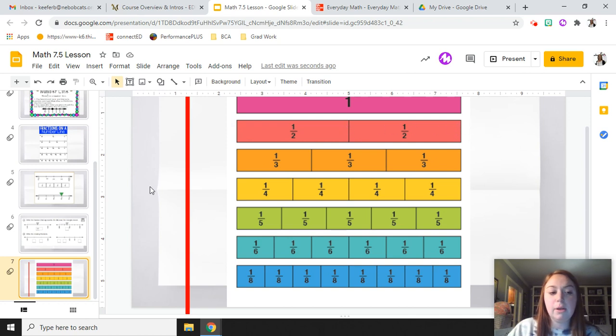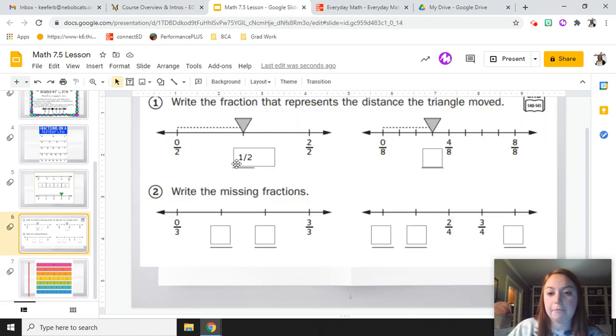And then what's the 1 in the middle? It would be 1/2. Okay. Now on your whiteboard, I want you to write what you think this number is. So our denominator is 8.